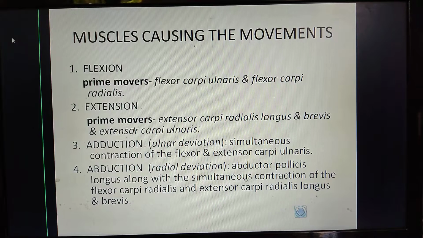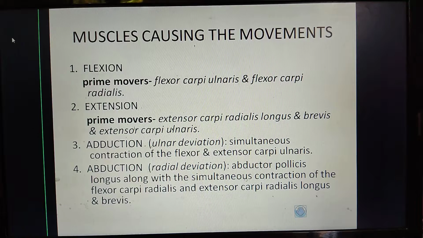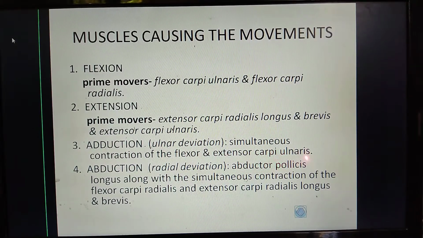Adduction is caused by the simultaneous contraction of the two carpi ulnaris muscles, the flexor and the extensor carpi ulnaris muscles. Okay. Whereas abduction is caused by the abductor pollicis longus along with the simultaneous contraction of the flexor carpi radialis and the extensor carpi radialis longus and brevis.